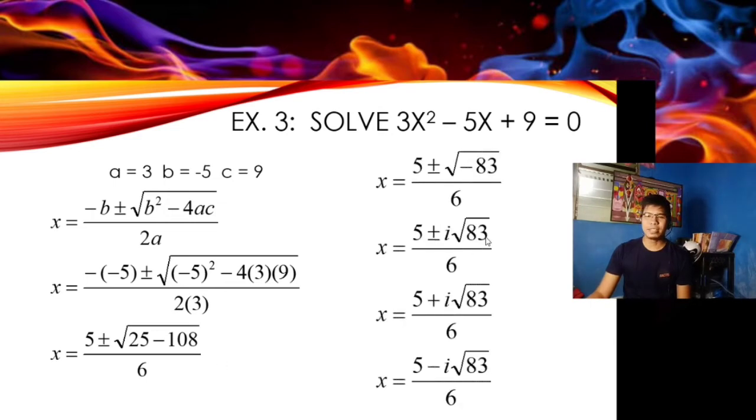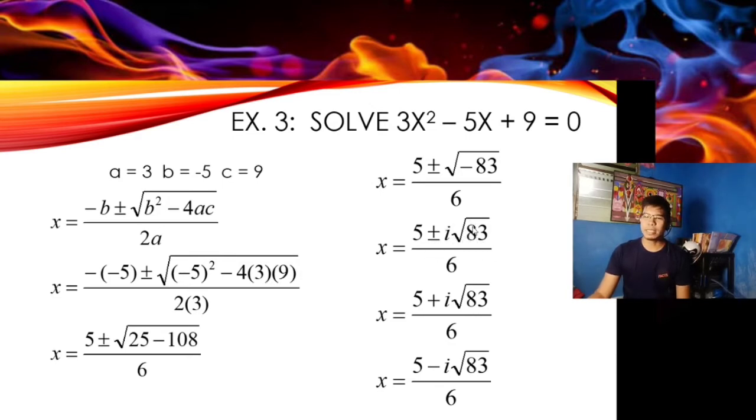You can see a pattern here with the number inside the radical or the square root. So we have here 5 plus or minus square root of negative 83 all over 6. We have a negative number inside the square root. That's why it became x equal to 5 plus and minus the imaginary number i times square root of 83 all over 6.